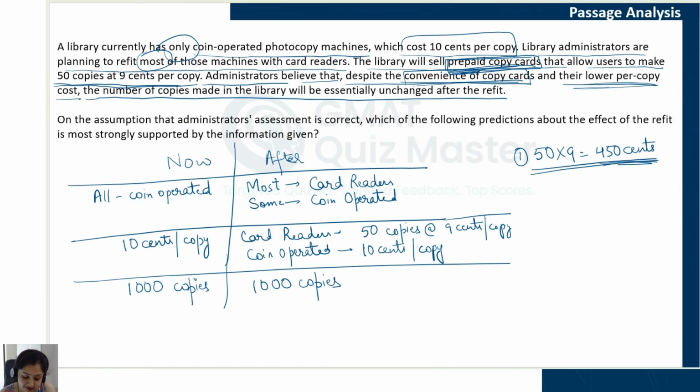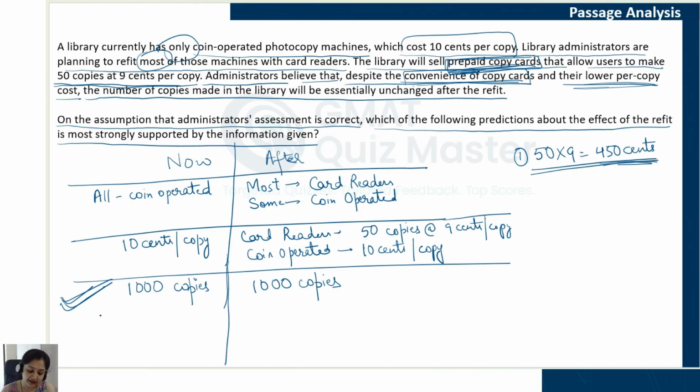All right, the question stem says, on the assumption that administrators' assessment is correct. So the question is saying that assume this is correct, the number of copies will not change. Which of the following predictions about the effect of the refit is most strongly supported by the information given? So we have to find a possible effect which is most strongly supported. Before we move to the answer choice analysis, let's understand one more thing. Because we are talking about the cost per copy here, let's also understand the revenue.